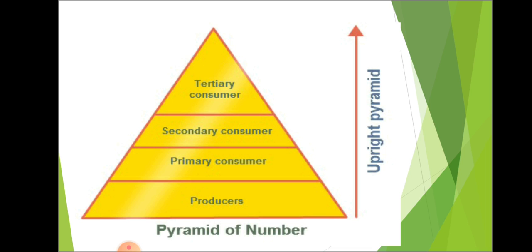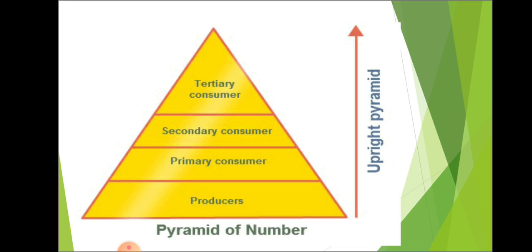Then next comes the primary consumers, the herbivores, that is the grasshopper. The number of grasshoppers is quite less than that of grass. That is why it falls in the second category. And then there are the primary carnivores, for example the rat, whose number is far less than the grasshoppers.